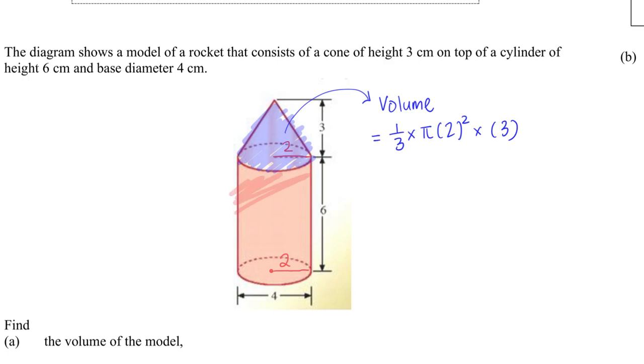As for this cylinder, I hope you all remember the volume of a cylinder is simply pi r square, the base area, times the height, in this case 6. And what do I do with these two? Yep, I just need to add them up together.